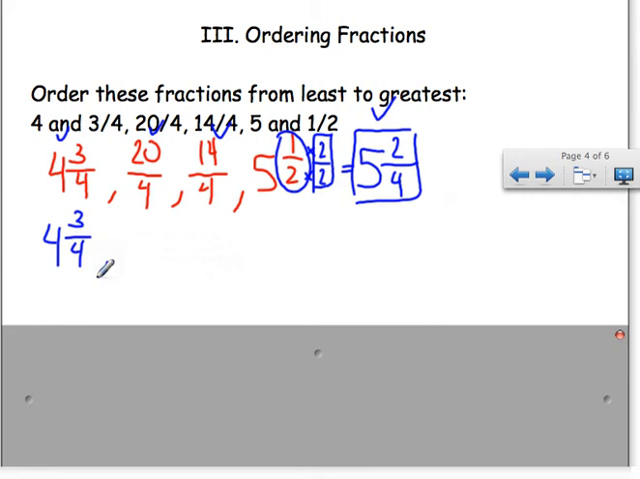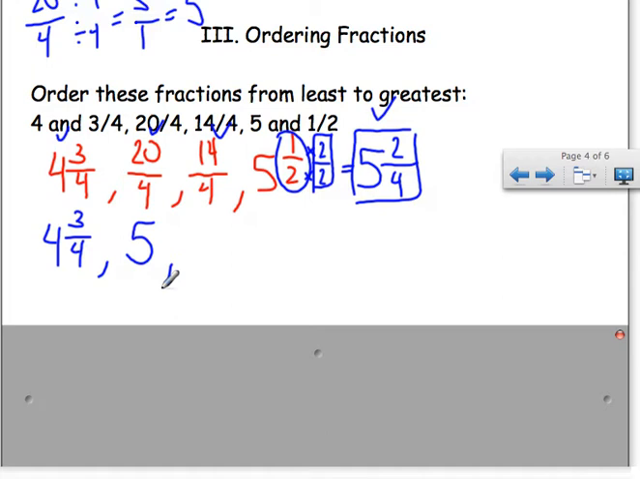The second one I have 20/4. I'll write that up here. If I have 20/4, I know 4 goes into 20 evenly, and it really just equals 5. If I were to simplify it and use that strategy and just divide both by 4, that's really 5/1, which is the same thing as 5. So 20/4 just becomes 5.